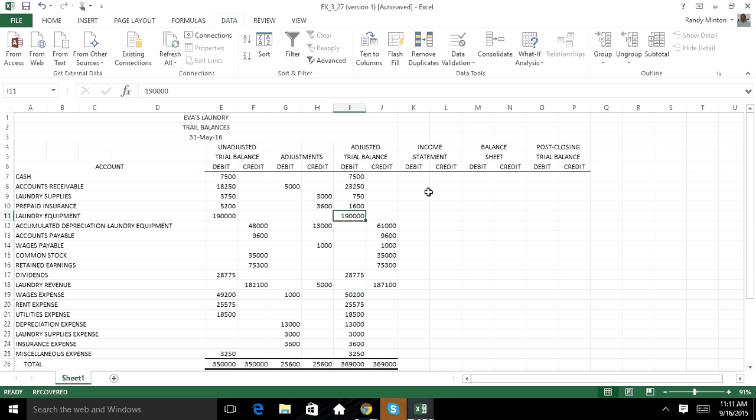I'll have another one that will take the same spreadsheet, and that's why I've added some of these columns over here to show you how that goes into the income statement, trial balance, and ultimately the post-closing trial balance.